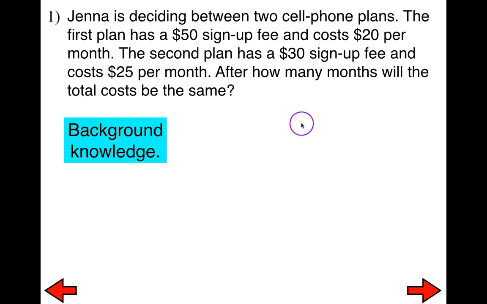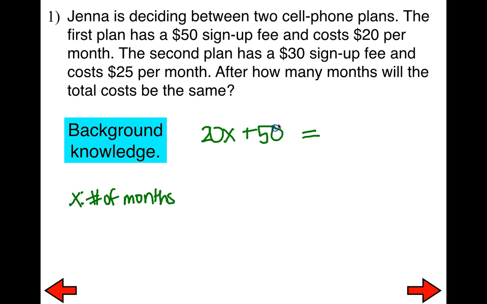So they're trying to figure out when it is going to be the same. So I'm going to set them equal to each other. The first plan is $20 per month, so I'm going to say 20x, where x, of course, represents the number of months. And on top of that, you are paying the $50 sign-up fee, so I'm going to add 50. Now, for the second plan, it's a $30 sign-up fee, and it costs $25 per month. So I'm going to do 25 times x to represent the $25 per month, plus the sign-up fee, which is $30. So here, if I wanted to figure out when the cost will be the same, I'm just going to solve for x.